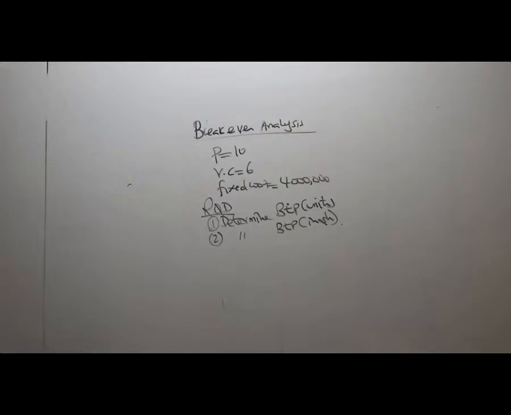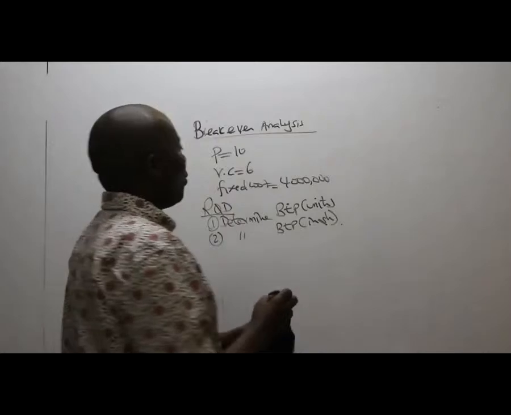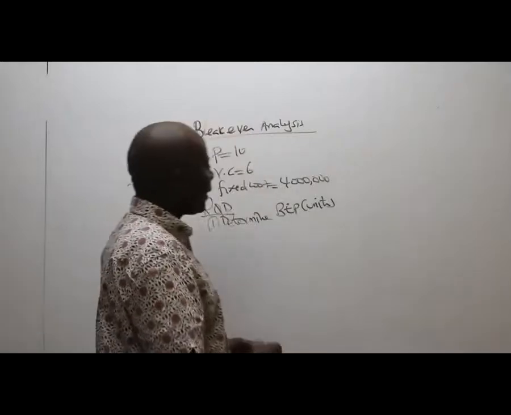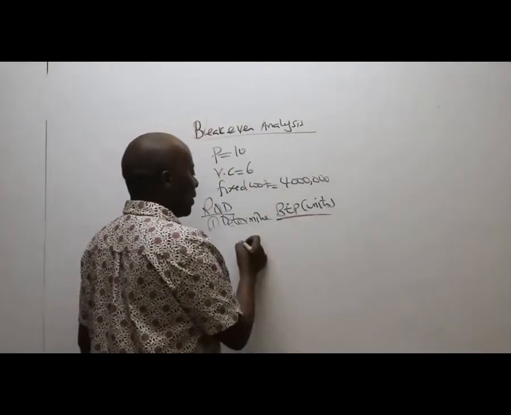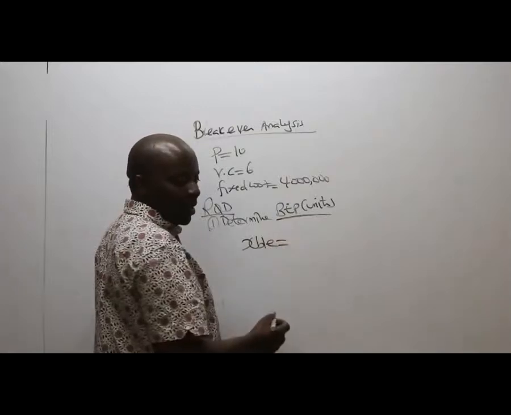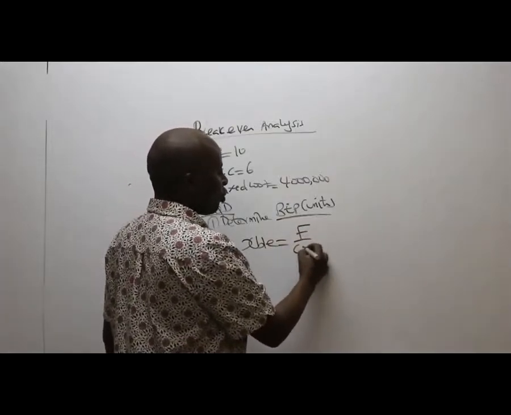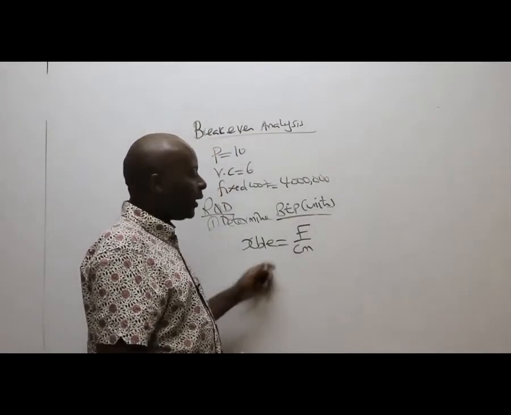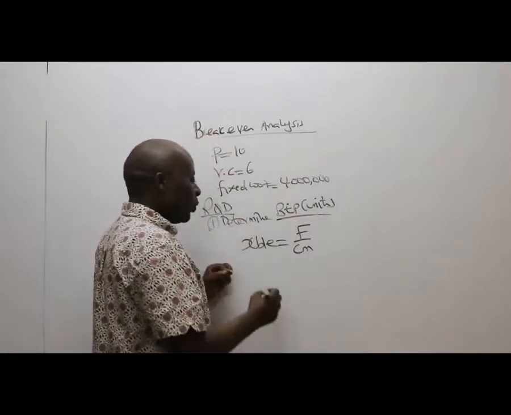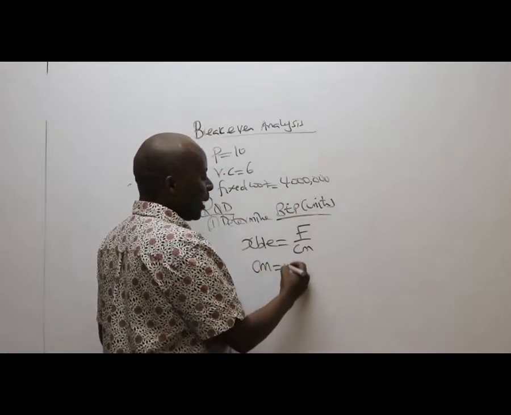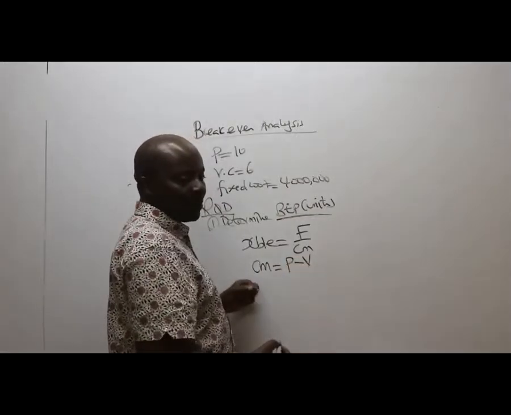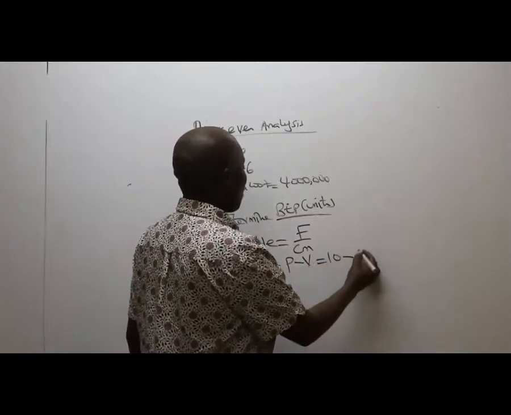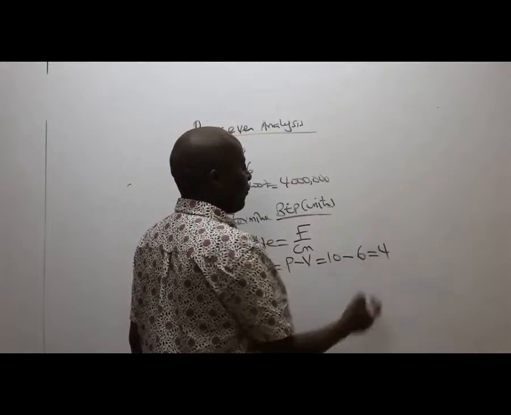Thank you very much. What the students have been able to remember very fast is that the break-even point in units is what we call XBE. XBE will be fixed cost over contribution margin, where X is quantity. To get contribution margin, we take price minus variable cost. The price here is 10, the variable cost is 6, so 10 minus 6 gives me 4.